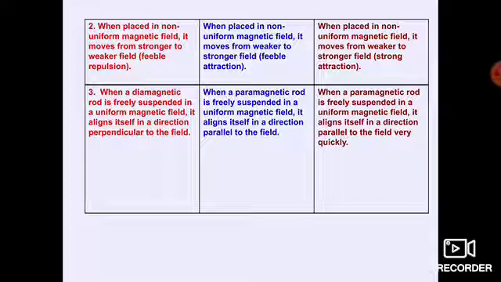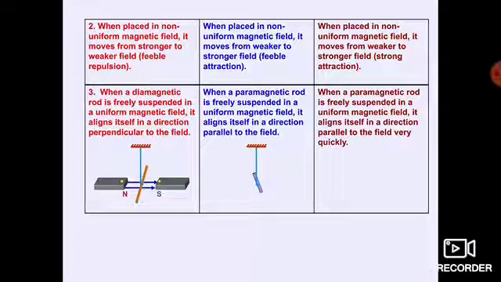Again with the next comparison, the third one. When a diamagnetic rod is freely suspended in a uniform magnetic field, it aligns itself in a direction perpendicular to the field. When a paramagnetic rod is freely suspended in a uniform magnetic field, it aligns itself in a direction parallel to the field. When a ferromagnetic rod is freely suspended in a uniform magnetic field, it aligns itself in a direction parallel to the field very quickly. As you can see also, in the first case it is placed between the north and south poles, then it will be like this.